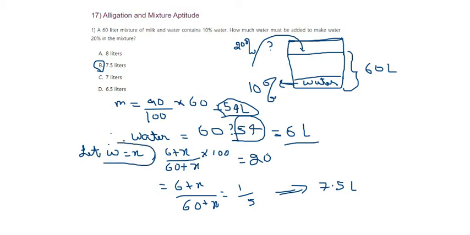Here we take the water to be added as x. So 6 plus x, because you have to add. How much water must be added to make the mixture 20%? So the equation is (6 plus x) divided by (60 plus x) into 100 equals 20%. When you calculate that, you get 7.5 liters as your answer.